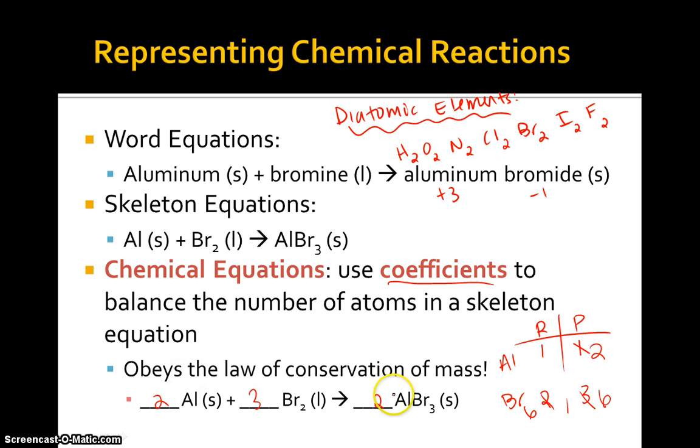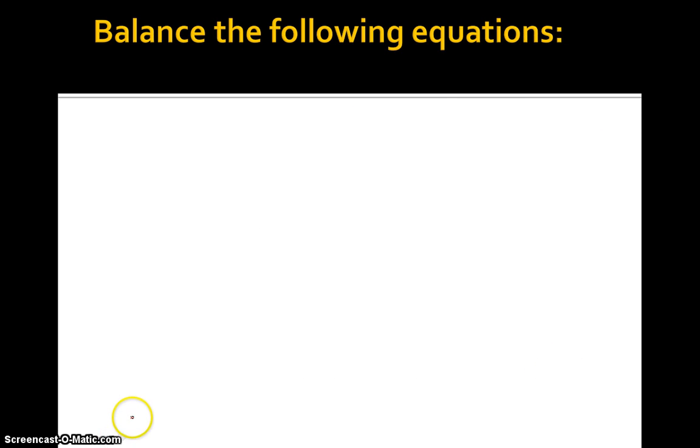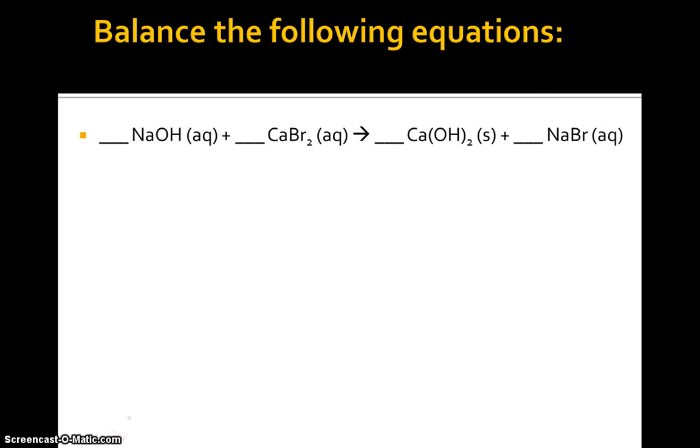So just like coefficients distribute in your math class, they do the same thing in chemistry. If I have a 2 in front of a compound, it means I have 2 of this whole thing. So I've got 2 aluminums and 6 bromines. The 3 means I've got 3 of this whole thing, so I've got a total of 6 bromines, and the 2 means I've got 2 of my aluminums. So my atoms are balanced, so I have a happy and balanced chemical reaction. So let's go ahead and try a few more.